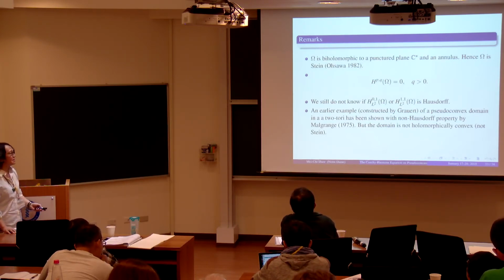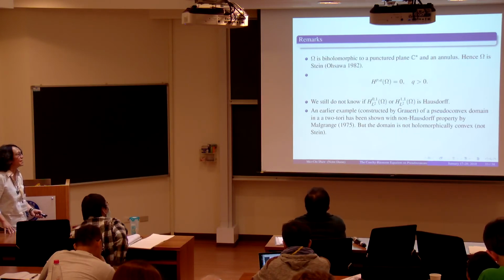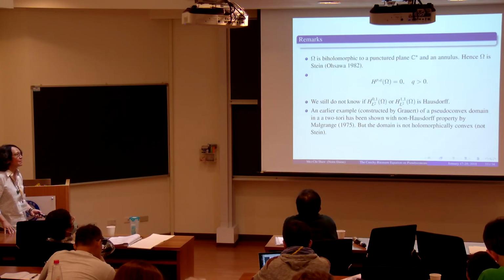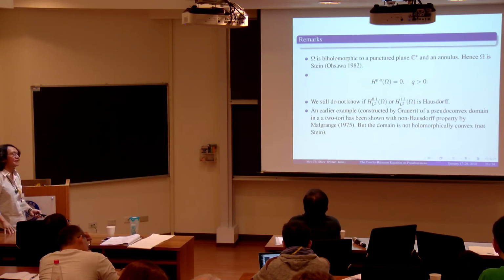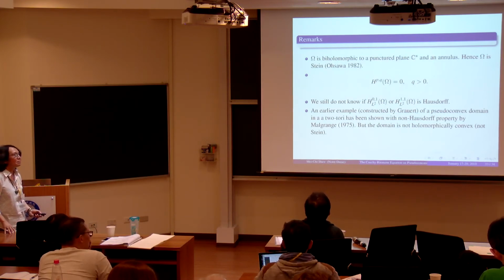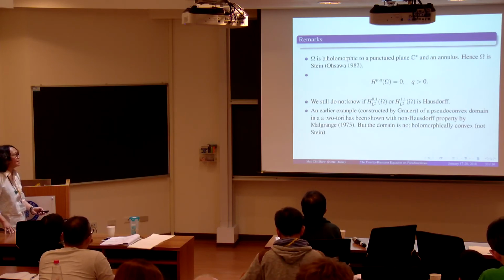And an earlier example, which was constructed by Grauert, he showed that one can split two tori in a certain way. Then both sides are pseudoconvex with a Levi flat boundary, but both sides are not domains of holomorphy. And Malgrange in '75 showed that for this example, the domain does not have closed range either in the Dolbeault sense or in the L2 sense. But our example is that it is Stein, so Dolbeault cohomology all vanishes, but L2 cohomology is non-vanishing.